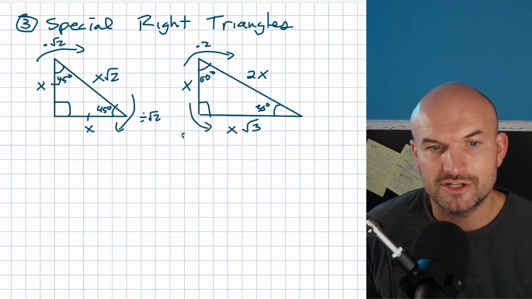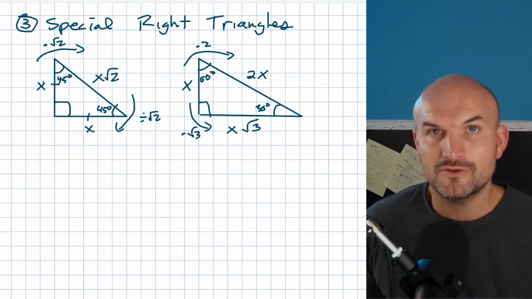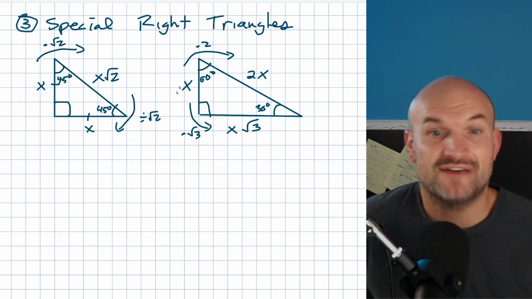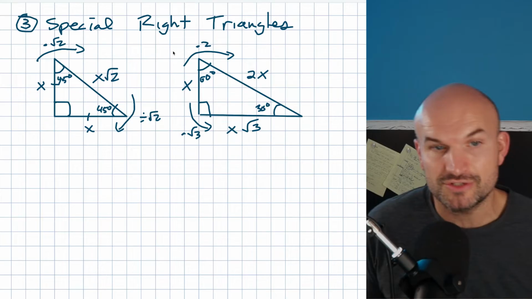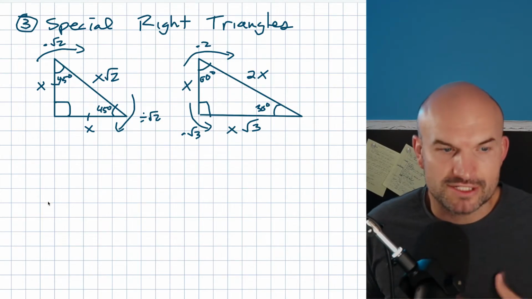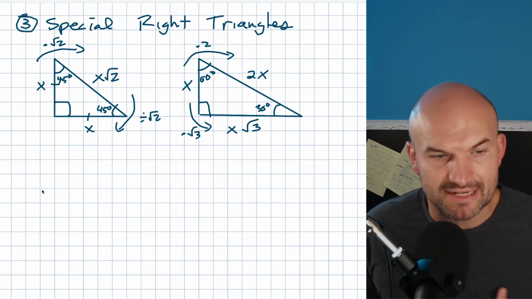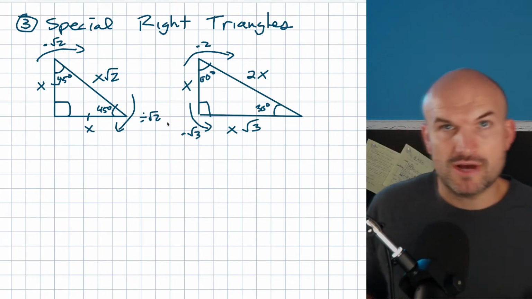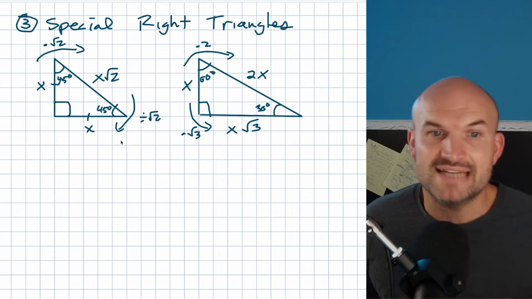Now, could you go in the opposite direction? Of course. To go from long leg to short leg, you're going to divide by the square root of 3. To go from hypotenuse to short leg, you're going to divide by 2. So you're just working in the opposite direction. Let's look at some examples and see, if we're given a special right triangle, how we can find the missing sides.